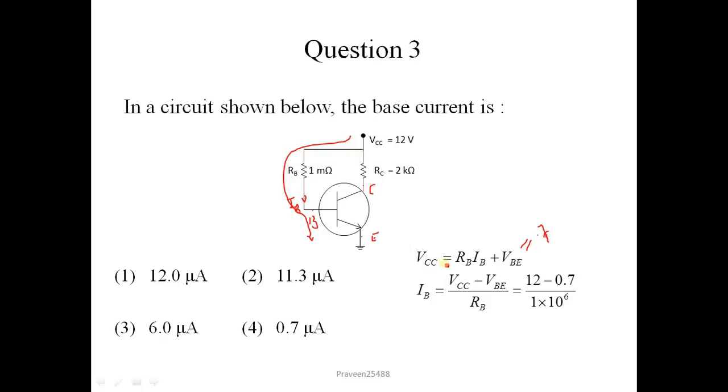So on putting the value of VCC, which is 12 volt, RB is 1 mega ohm, which is 1 into 10 to the power 6, we will get the current IB, which is 11.3 into 10 to the power minus 6, which is microampere. So correct option is second, 11.3 microampere.